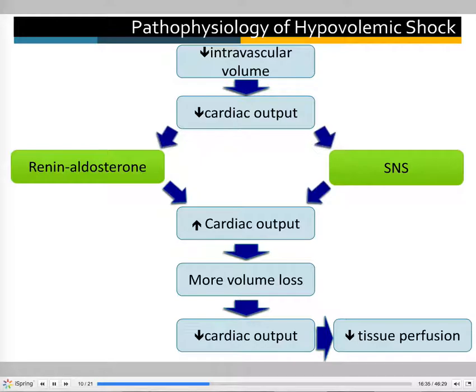So both with the sympathetics causing vasoconstriction as well as the holding on of sodium and water, we are now going to get an increase in our blood volume and increase our cardiac output. Once we've increased our cardiac output, things are relatively normal. But with more volume loss, this compensatory mechanism is not going to help the person, and the cardiac output will then decrease. Okay? And then once the cardiac output decreases, this causes a decrease in tissue perfusion.